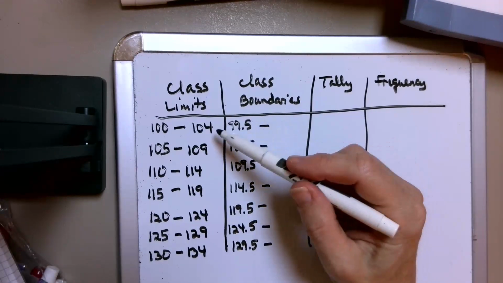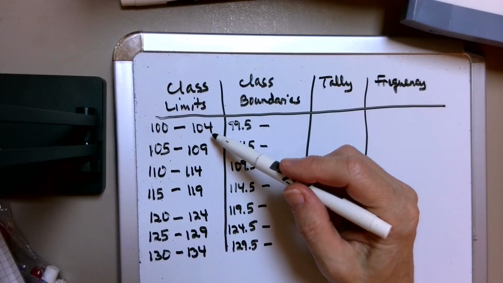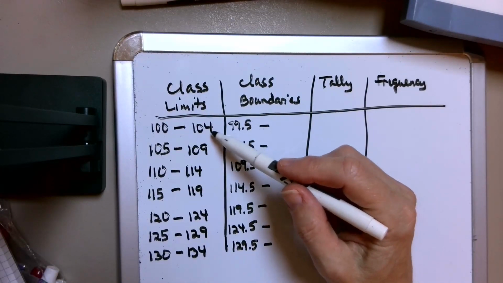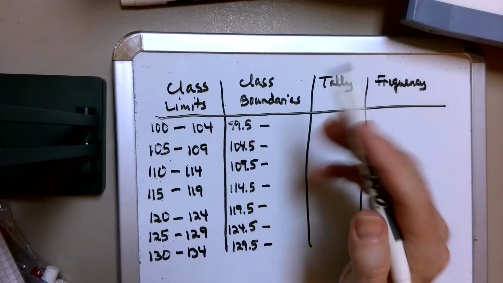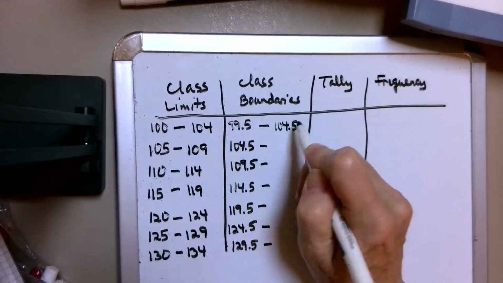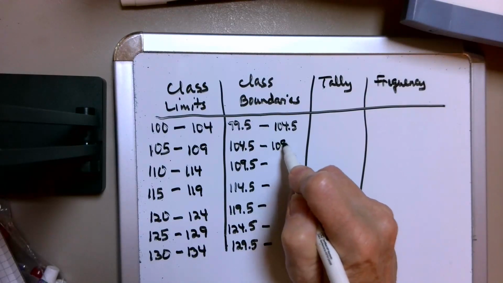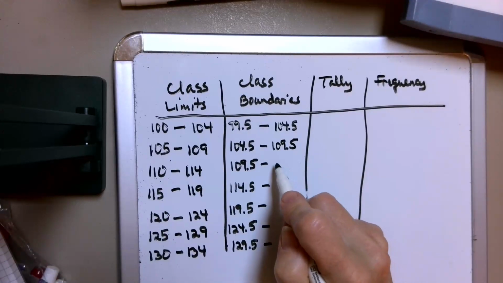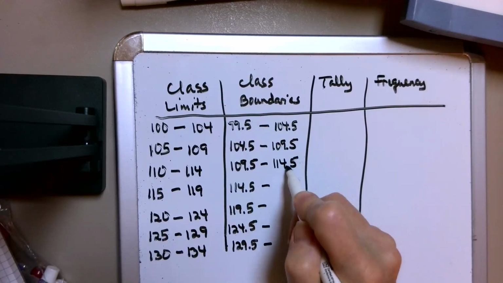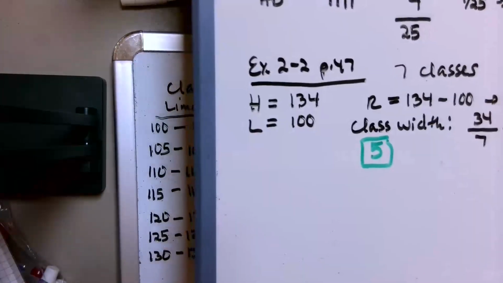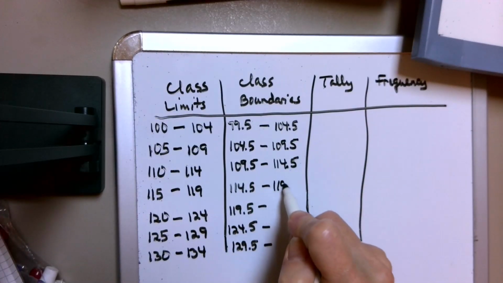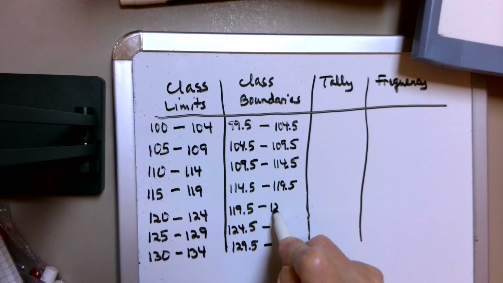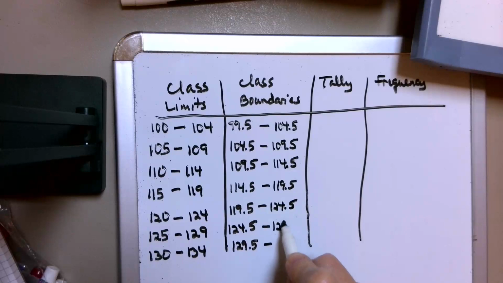For the upper class boundaries, we're going to take the upper class limits and add 0.5. So then again, there's one more decimal place than in the original numbers, which had 0 decimal places. They were whole numbers, the original data. So 104 plus 0.5, 104.5. 109 plus 0.5, 109.5. 114 plus 0.5, 114.5. Or again, we can take our class width, the magic number of 5, and just keep adding 5 once we get our first numbers here. So if I add 5, I've got 119.5, 124.5, 129.5, and 134.5.